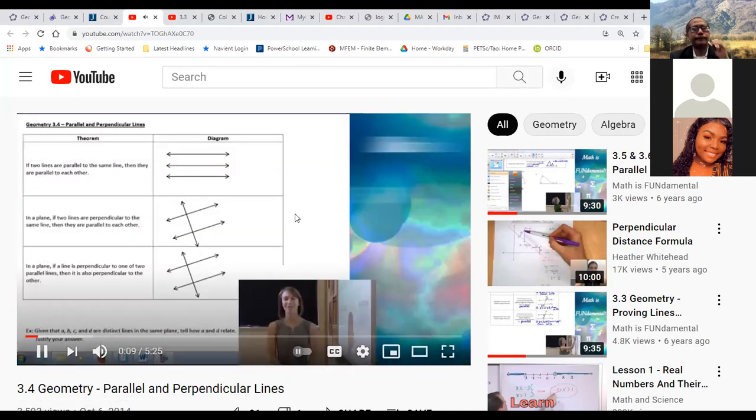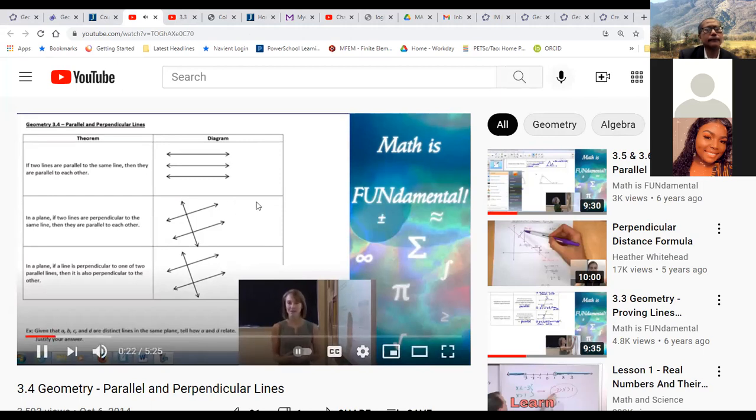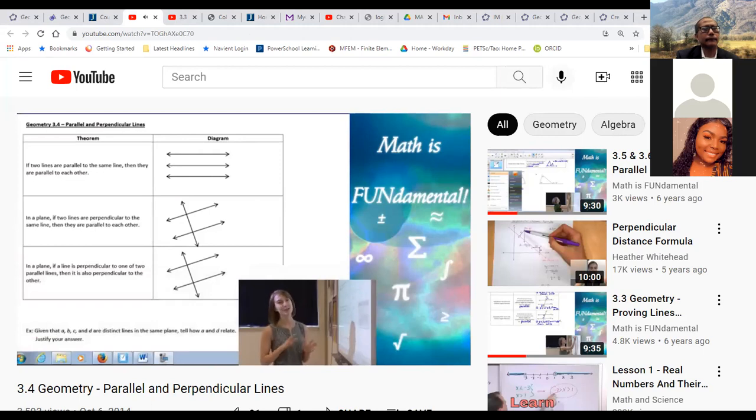Hi class, welcome to Math is Fundamental. Today we're going to talk about parallel and perpendicular lines, a couple new theorems. Now there are no names to these theorems, so if we use them in a proof, you're just going to have to briefly explain what the theorem says. You can use short abbreviations and symbols, but no names.